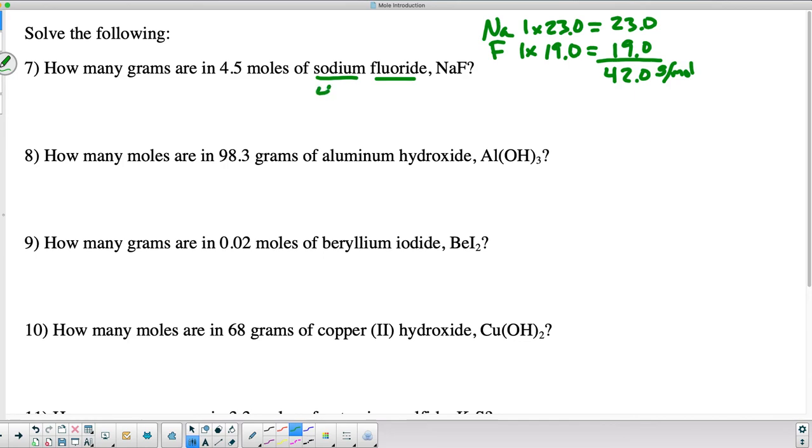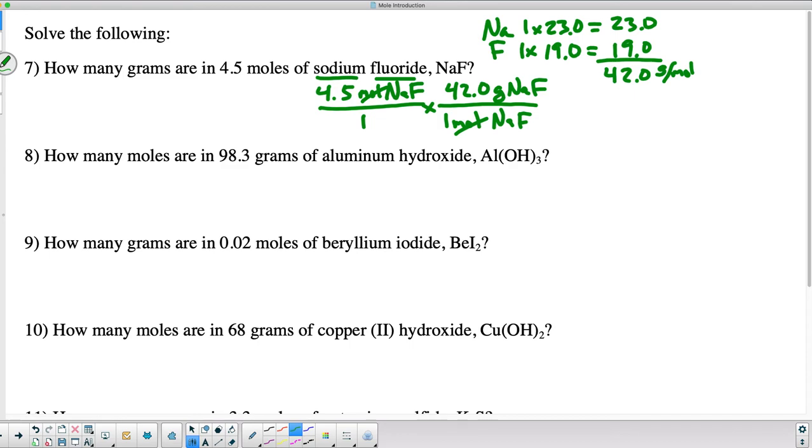So now I got 4.5 moles of sodium fluoride over 1. Always put the number that we start with, the units, over 1. And then, do I want 1 mole on top or 1 mole on the bottom? If you said 1 mole on the bottom, like this, you were correct, so that we can cancel moles and moles, like that. And then the mass of 1 mole of sodium fluoride goes on top.